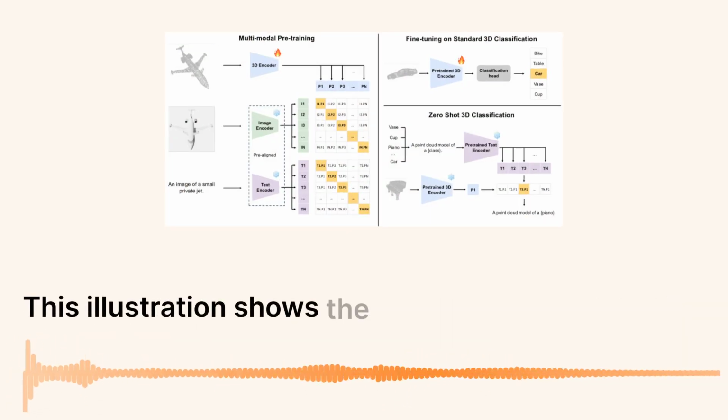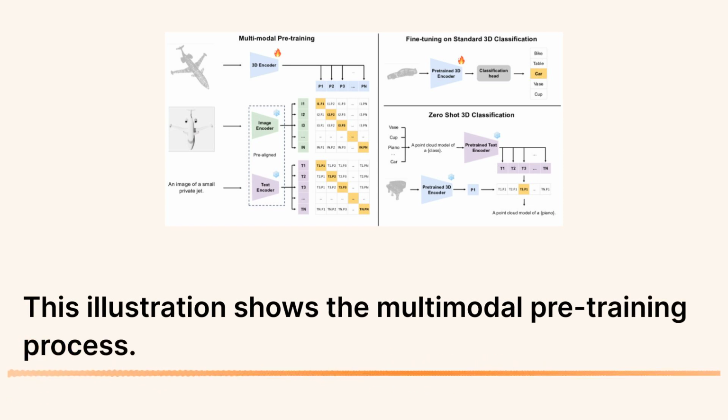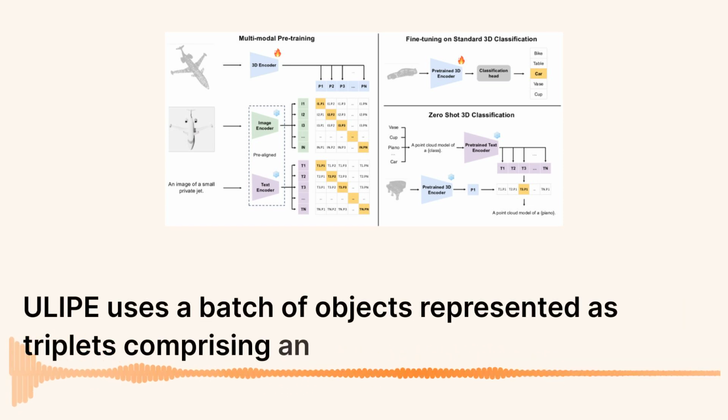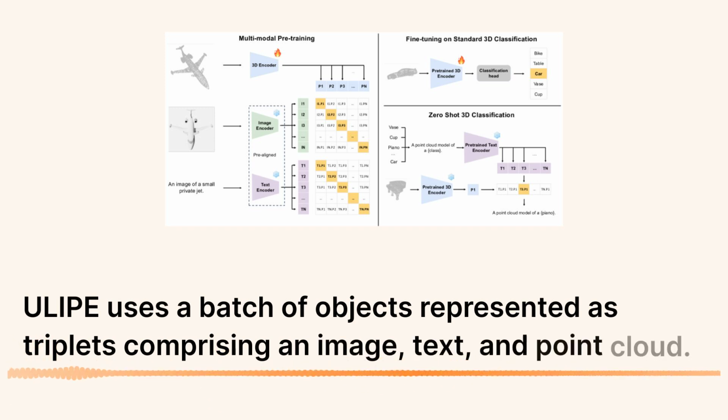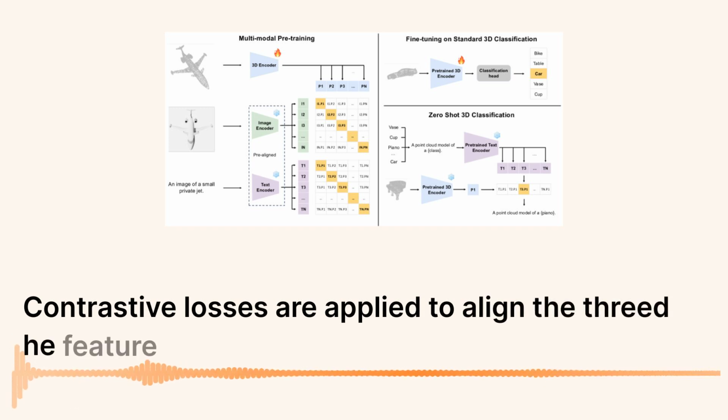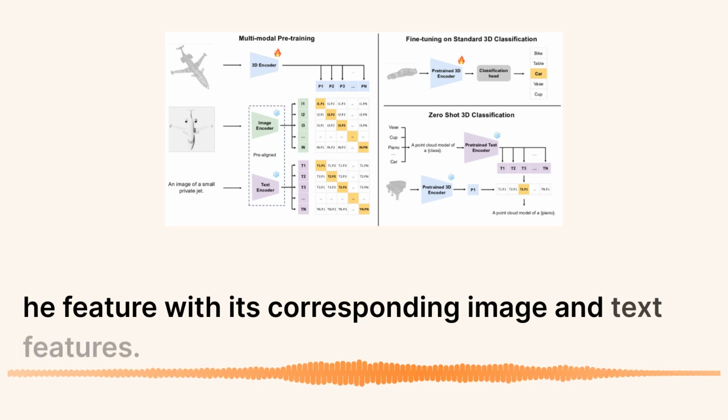This illustration shows the multimodal pre-training process. ULIP uses a batch of objects represented as triplets comprising an image, text, and point cloud. Contrastive losses are applied to align the 3D feature with its corresponding image and text features.